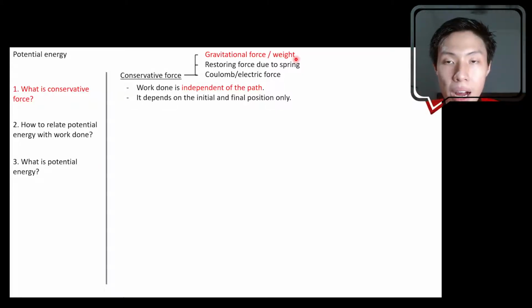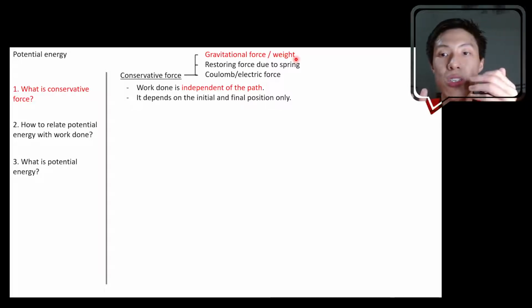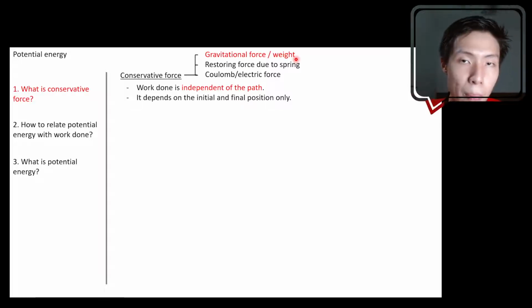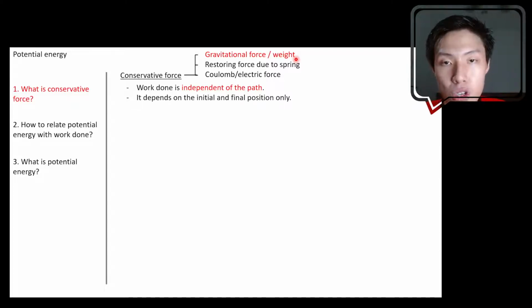So if the two paths generate the same amount of work done, then we can infer that this work done is independent of the path. No matter what path we choose to go from initial position to final position, we will still get the same amount of work done. If that's the case, we have directly proven that this gravitational force is indeed a conservative force. So let's try and do this right now.